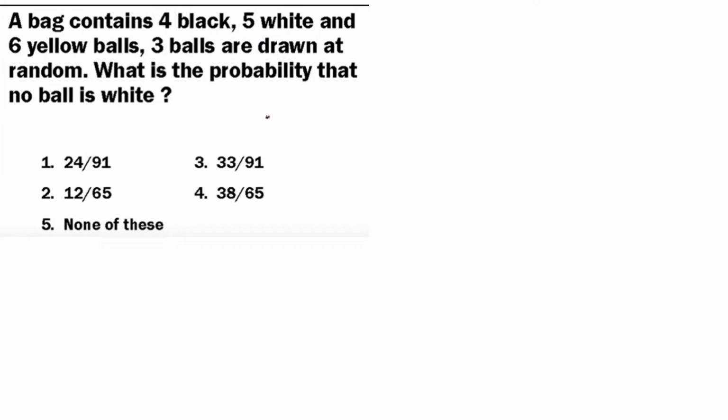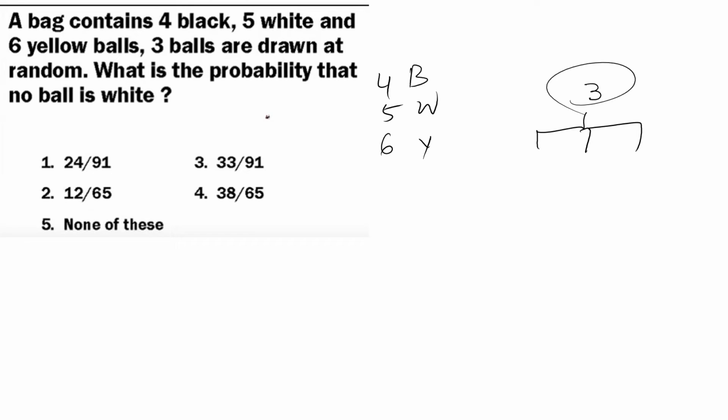Now a bag contains 4 black, 5 white and 6 yellow balls. 3 balls are drawn randomly. What is the probability that no ball is white? No ball is white means maybe they will be black or maybe they will be yellow. So no white. They are not specifying which color it should be if it is not white. They are just saying that any ball you have to pick. But the main condition is that there is no white ball.